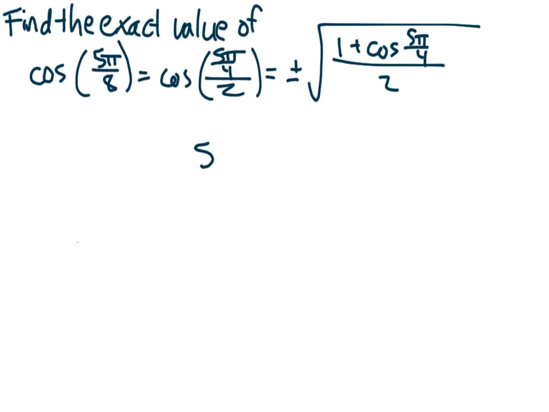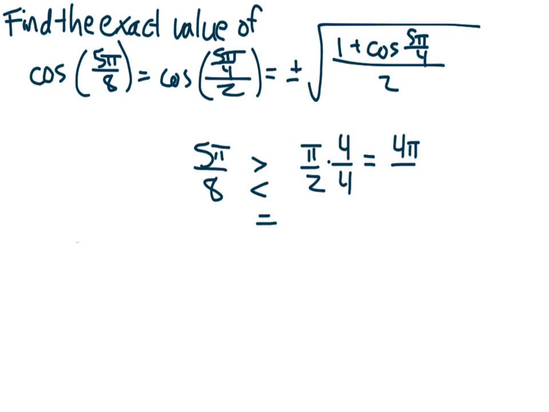If you don't have a lot of practice figuring out which inequality sign to put between these fractions, what you're going to do is get a common denominator. So 2 and 8 have a least common denominator of 8. I need to multiply this by 4 over 4 to get that common denominator. 4 pi over 8 is the same as pi over 2. Cool. So which of these three signs should I put in between? 5 pi over 8 is greater than pi over 2.